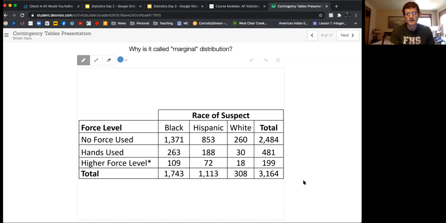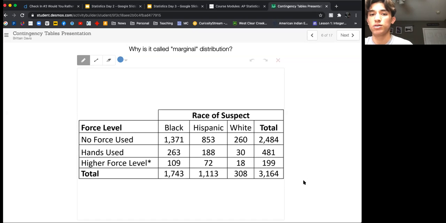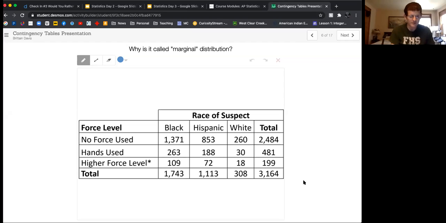Okay, and I think you're kind of getting toward the answer here. When we're talking about the marginal distributions, we're talking about these total columns or rows. All right, and notice where those are on the table. It's at the margins. So that's really why it's marginal. So hopefully that'll help remind you if it's asking what's the marginal distribution of race or of force level.